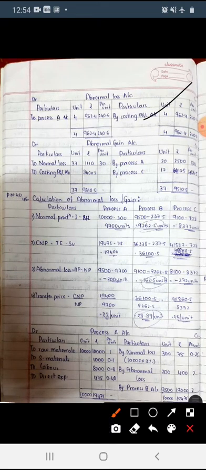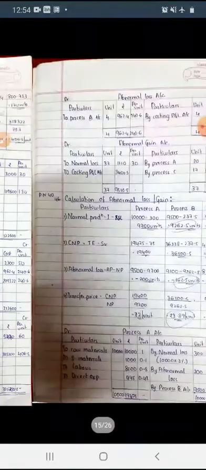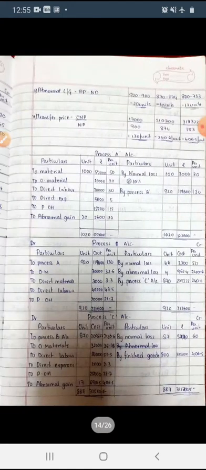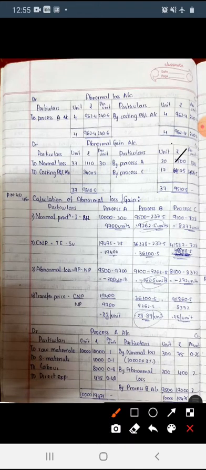Next, the abnormal gain account. You just transfer the abnormal gain from process A and process B. Process A 20 and here 17 units, 2600. You just make it 2600, the 2000 was a spelling mistake. Okay.